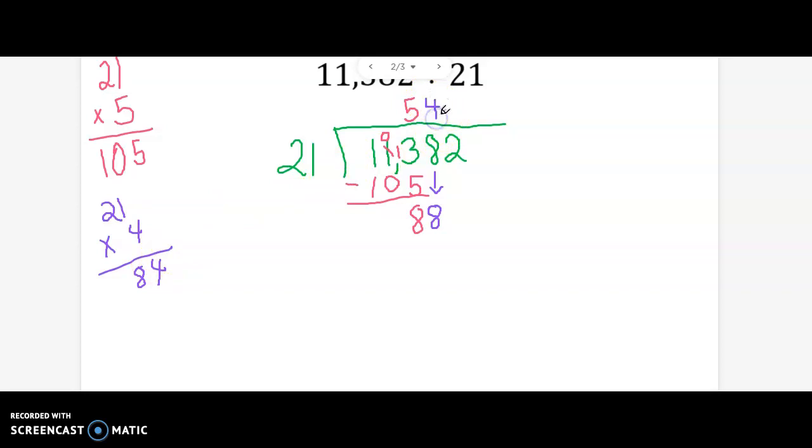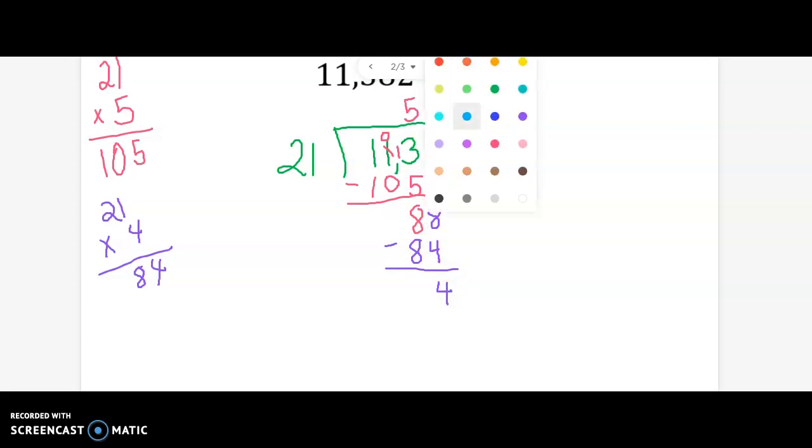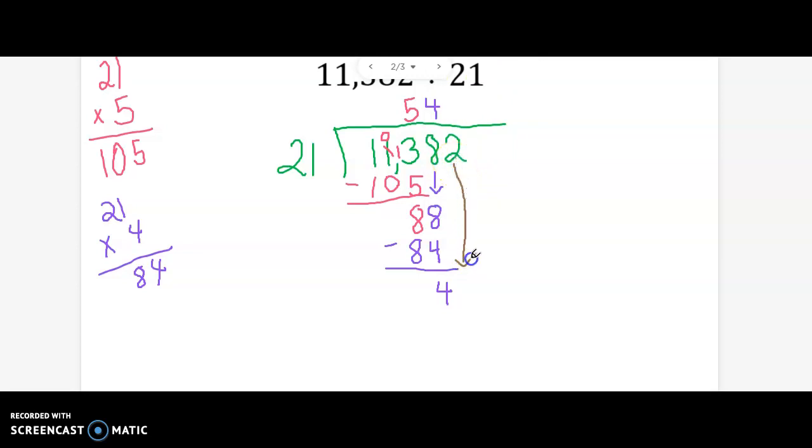We did our division. Now we're multiplying. 4 times 21. We said that that was 84. We're going to subtract. 8 minus 4 is 4. 8 minus 8 is nothing. So we have 4. We got to keep going. We now want to bring down our next digit, which is a 2. And we start the whole process over.